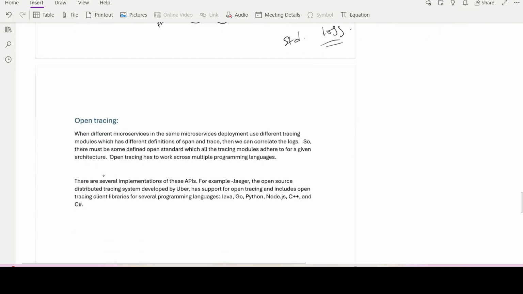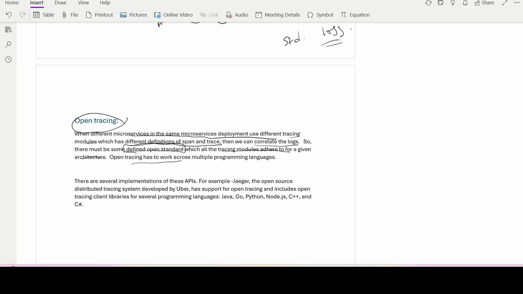So there is a concept that came up, called OpenTracing. When different microservices in the same deployment use different tracing modules, which have different definitions of spans and trace IDs, then we cannot correlate the logs. So there must be some defined open standard which all the tracing modules adhere to for a given architecture. We need to define the standard of logging which is to be followed by all the microservices in the given application.